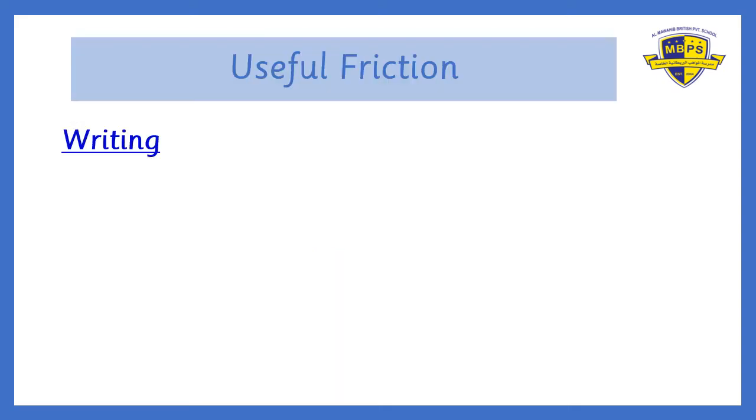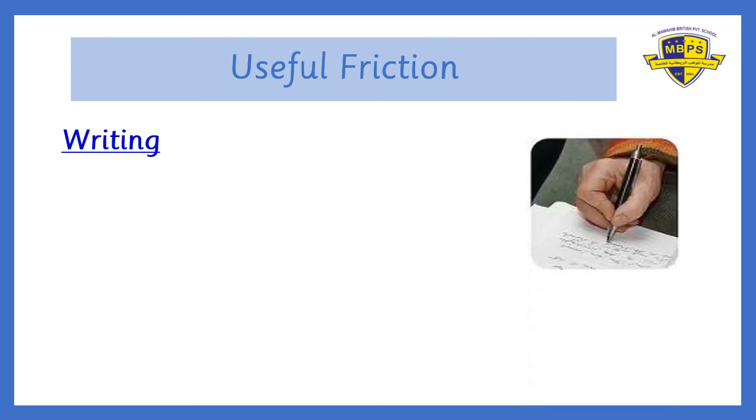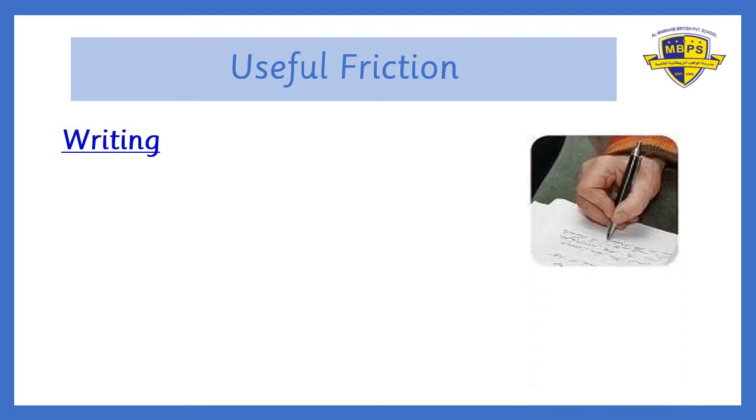Another very useful example of friction is writing. We can only hold the pencil in a hand because of friction. We can write because of friction. We can rub because of friction. Let's see how. When you hold the pencil, there's friction between the pencil and our fingertips. We can only hold the pencil because of the friction. It keeps it in its place.